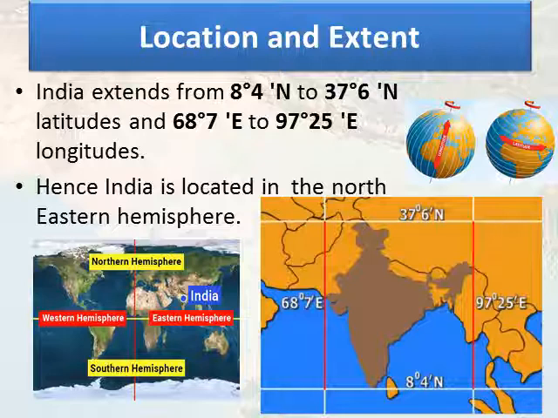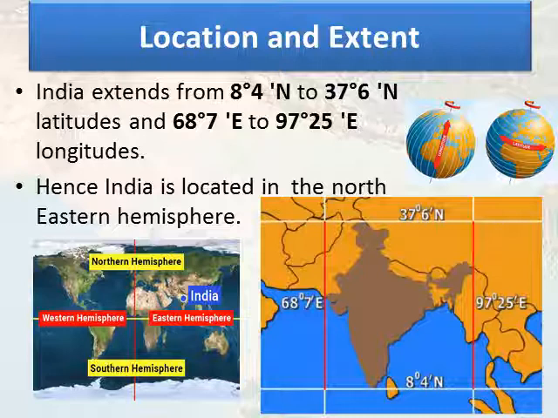Latitudes are parallel to the equator. The equator is an imaginary line that lies halfway between the North Pole and the South Pole. Lines of longitude run between the North Pole and the South Pole. These lines are also called meridians. Both latitudes and longitudes are measured in degrees, minutes, and seconds.